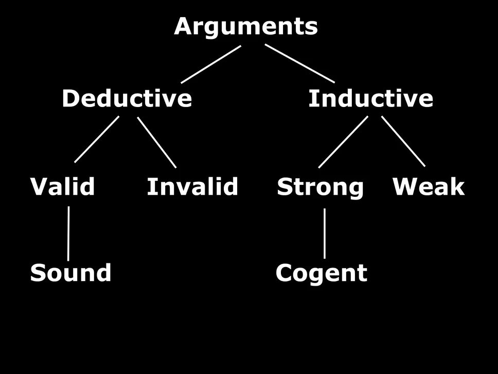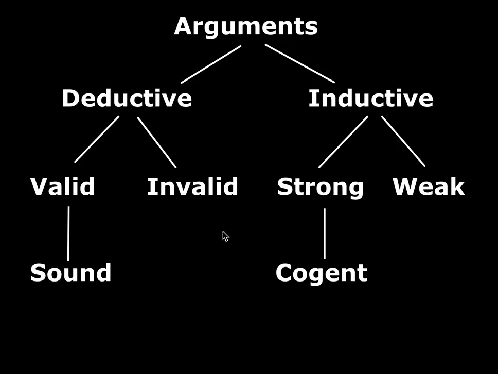Now you might wonder, hey, is there a word for an invalid argument that has all true premises, or a weak argument that has all true premises? No, because once you know an argument is invalid or weak, it doesn't matter. That argument is completely worthless if it's invalid or weak, so it doesn't matter if the premises are true or not. We don't want to waste our time with that.